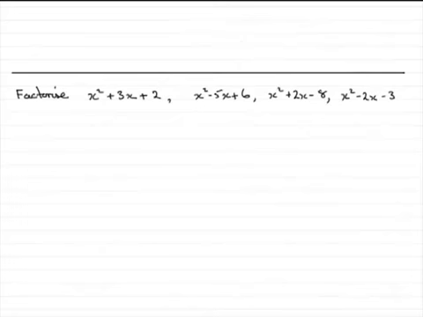Hi, now in this tutorial what I want to show you is how we factorize quadratic expressions like these that contain the first term, which is always x squared, and you'll notice they've got an x term and a constant on the end. Three terms, in fact. We often call these trinomials. Now, how do we factorize expressions like this?